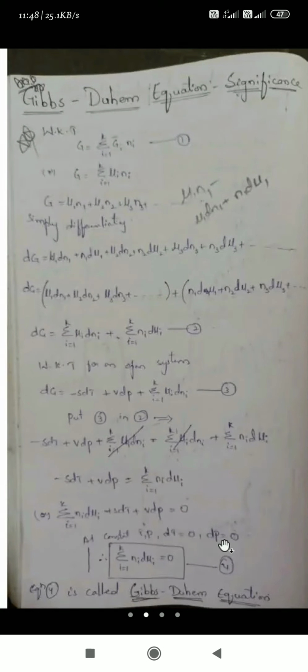Now put the conditions: temperature and pressure kept constant, so dT will be equal to 0 and dP equal to 0. Finally you get summation n_i d mu_i equal to 0. So this equation is called the Gibbs-Duhem equation, which holds for your various components 1 to k.